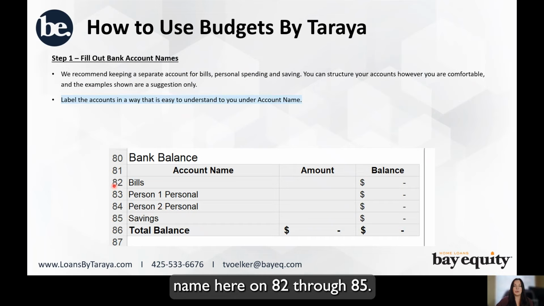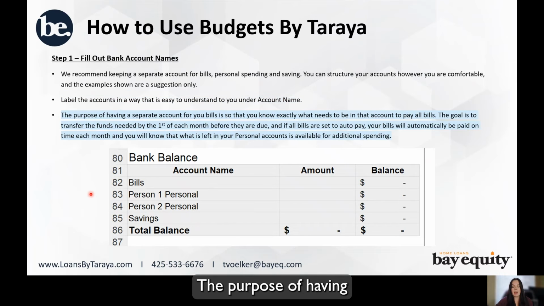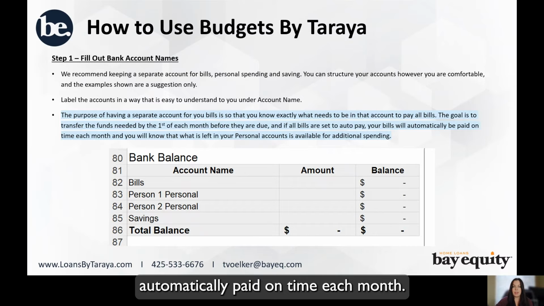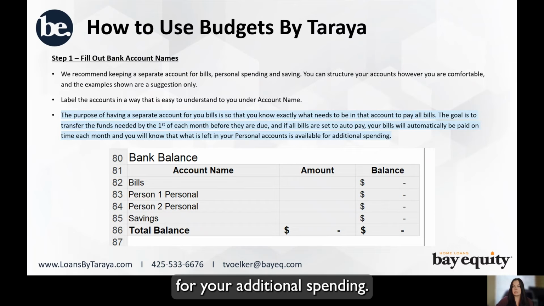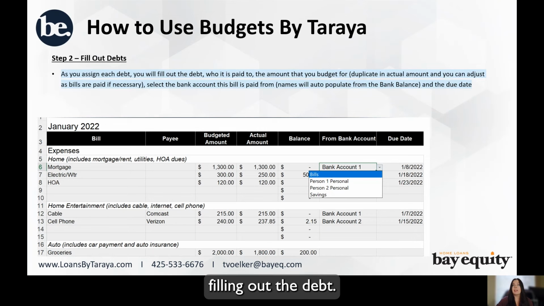Here on 82 through 85, these are the separate accounts that you can assign different bills to be paid from. The purpose of having a separate account for your bills is so that you know exactly what needs to be in that account each month to have all of your bills paid. The goal is that you're going to be transferring the funds needed by the first of each month before they're due, and if all your bills are set to auto pay, every bill you have is going to be automatically paid on time each month, and you'll know exactly what's left over in your personal accounts is available for your additional spending. Now we're going to go ahead and start filling out the debt.